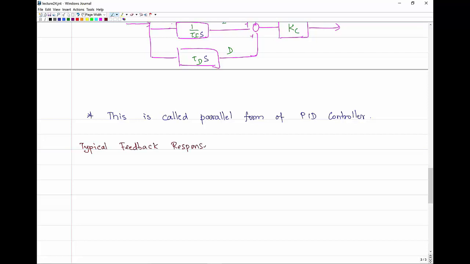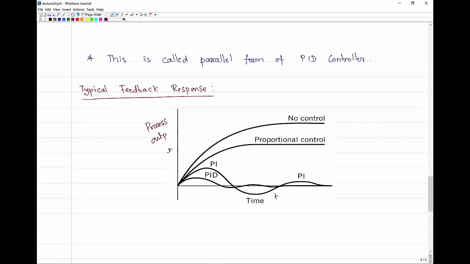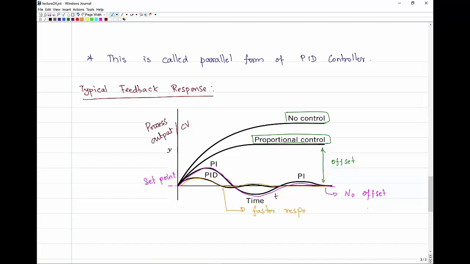So the typical response of a feedback loop, closed loop response of a feedback loop, is as follows. If there is no controller, you will notice that the process output veers off the set point. If there is proportional only controller, you will be able to bring the process output closer to the set point, but you will not be able to eliminate the offset. If you have a PI controller, there will be no offset, but you will likely see oscillations, or the response is going to be slower. On the other hand, once you add a PID controller, you can improve the speed of the response and also often eliminate some oscillations in the response.